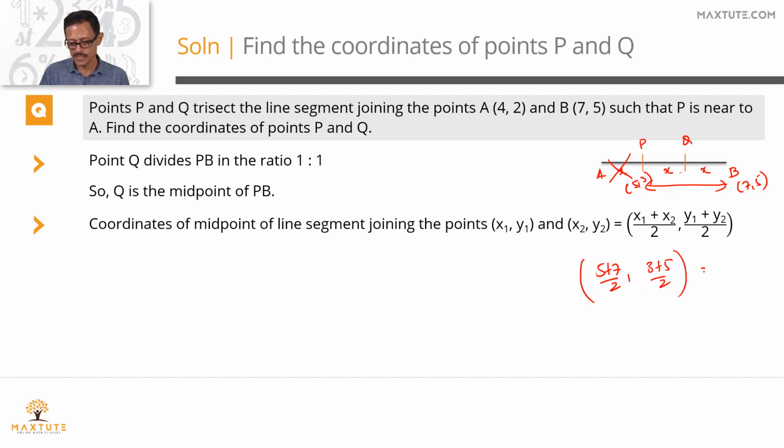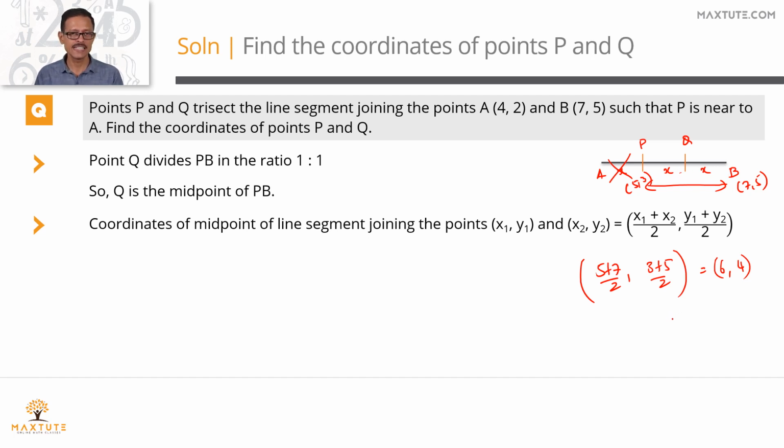So this is going to be equal to 12 by 2, which is 6, and 8 by 2, which is equal to 4. Coordinates of point Q are (6, 4). Let us run through this once more. We could have found this also using the section formula. But a better way to go about it is, once we have found the coordinates of point P, we know that PQ is the same as QB, which means that Q is the midpoint of PB.